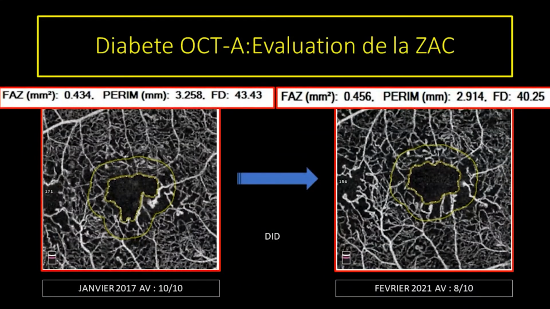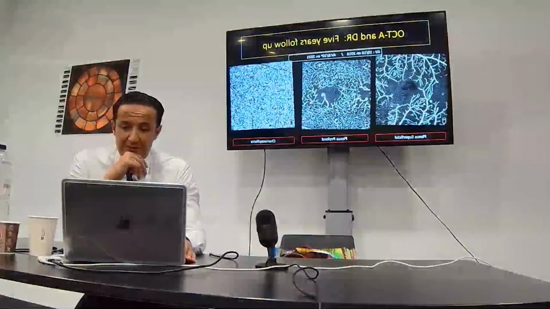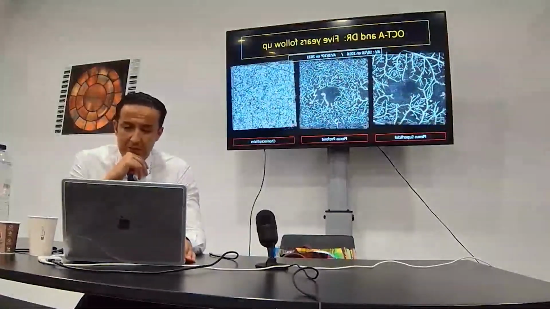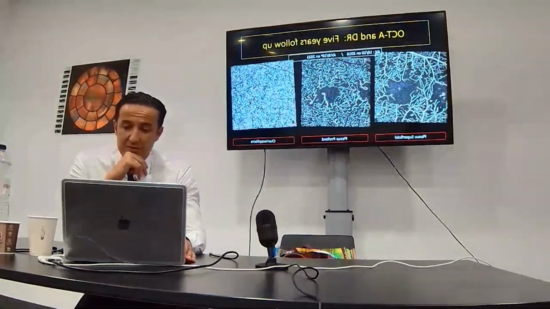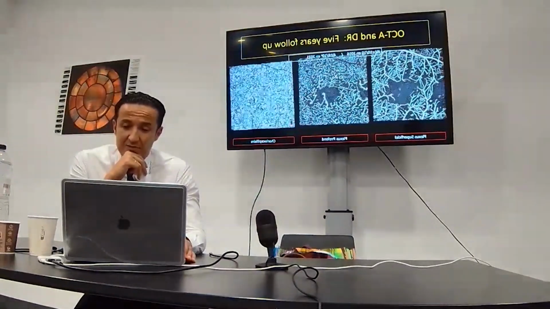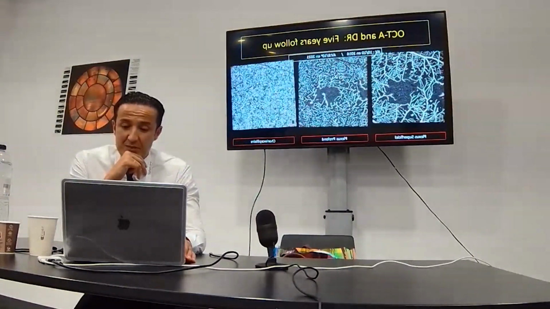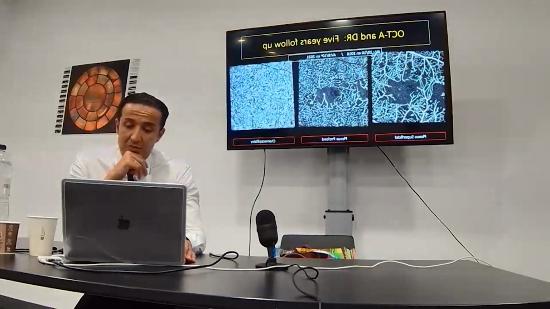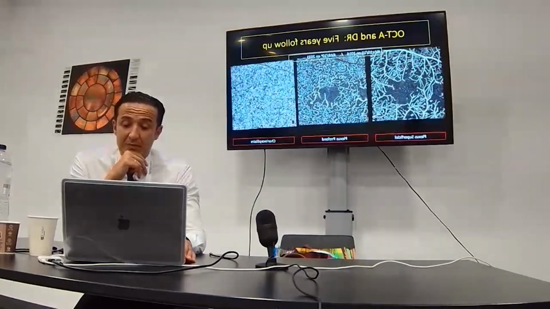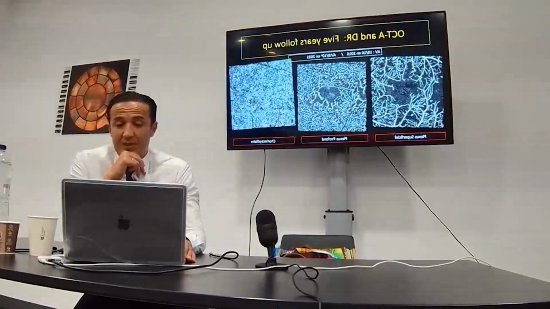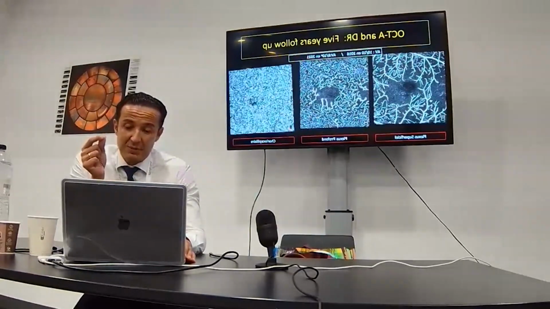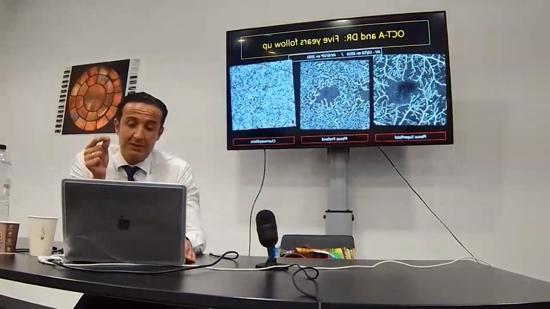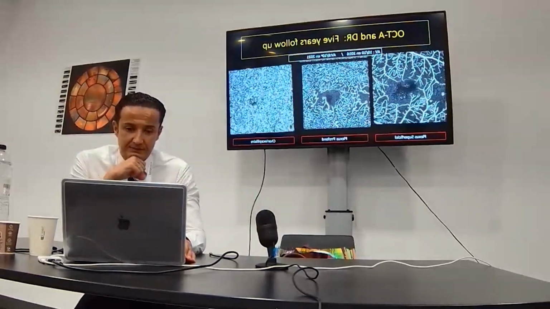zone during the treatment. And look here, this is the 5 years follow-up of diabetic retinopathy. And the visual acuity still remains the same because the vascular density of the deep plexus continues to be pretty good, and we already know that the vascular density of the deep plexus is directly correlated with the visual acuity.